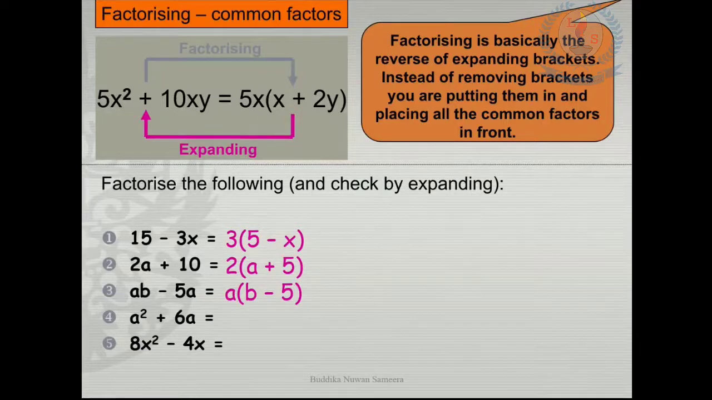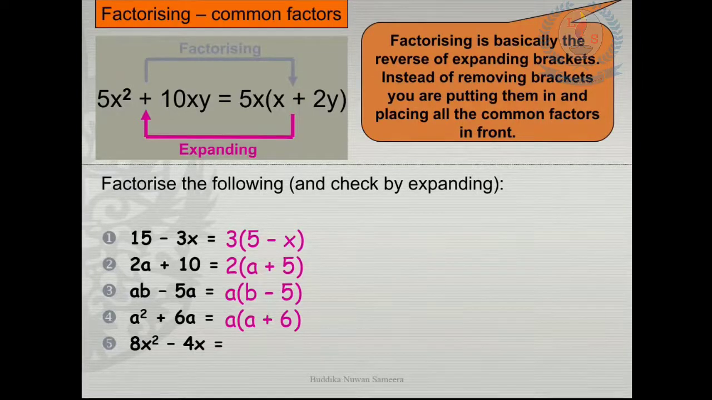Fourth one, same, a square plus 6a. So a is the common factor for a square and 6a. So you can take a out. When you take a out, inside the bracket, it remains a plus 6. When you expand, you can get a square plus 6a.